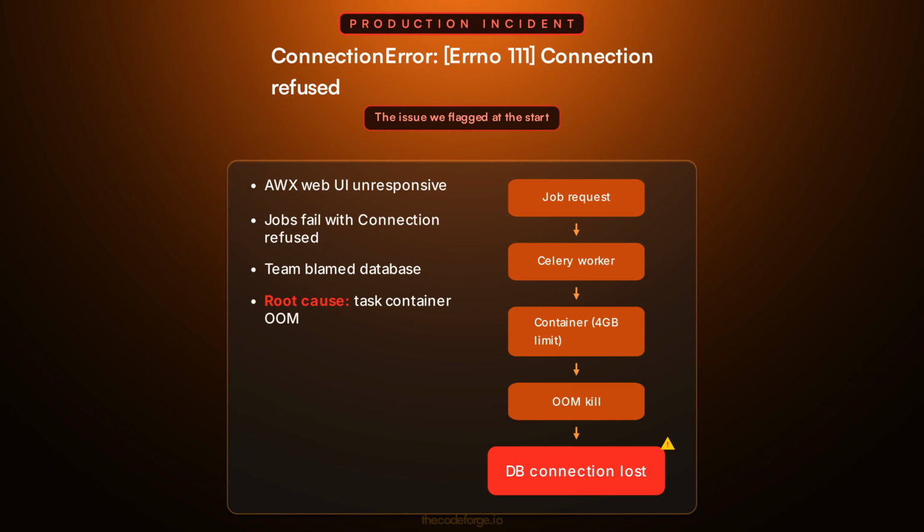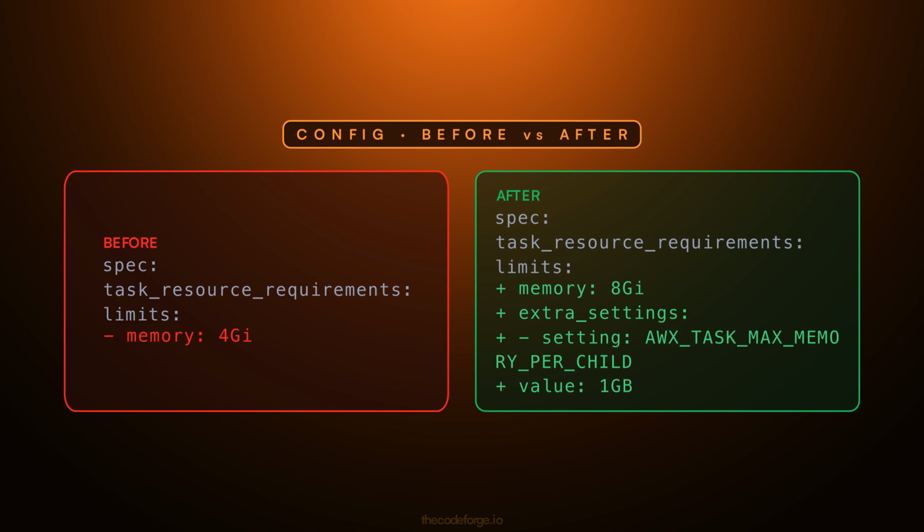The AWX task container had a 4 GB memory limit. Under load, the Celery worker consumed more memory, got OOM-killed, which caused the web process to lose database connections. The team assumed the database was overloaded, but the real issue was the container limit.